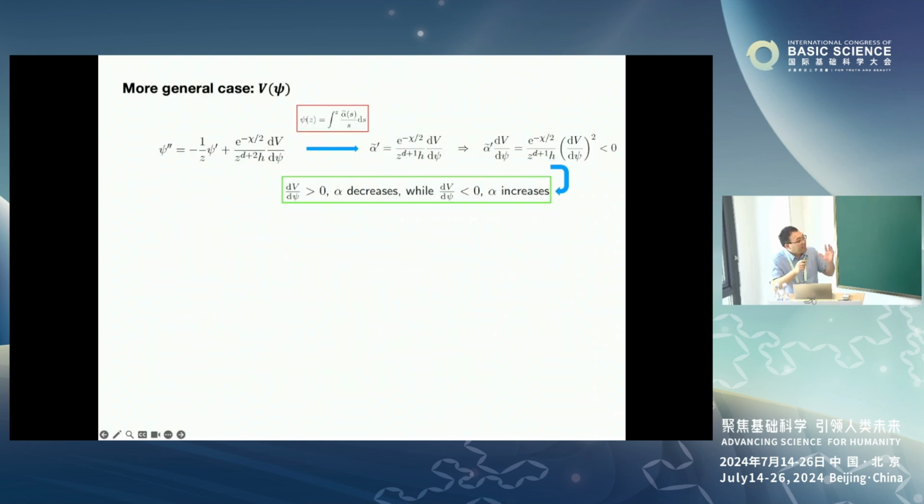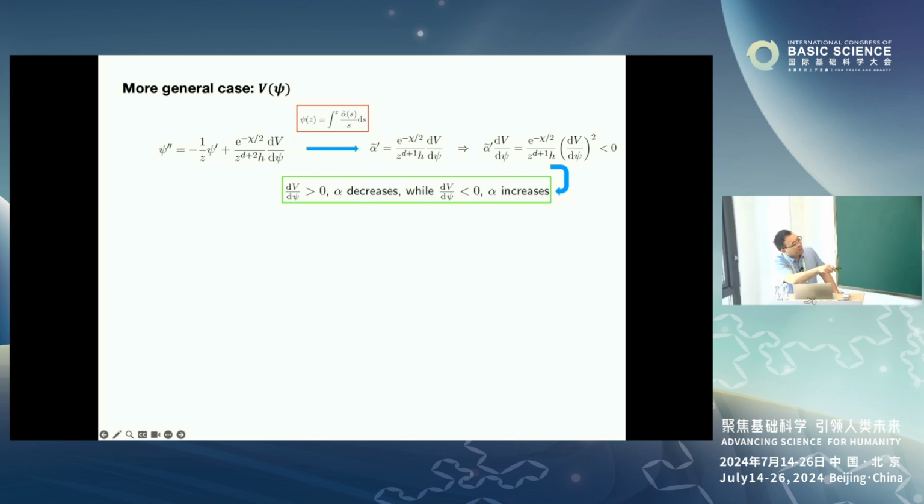Okay, so far we neglected the contribution from the potential. But what happens if you turn on the potential? Here you will see the equation of motion for the scalar will be modified, with some contribution from the potential term. And you can show that alpha prime has this result. It is negative inside the black hole.